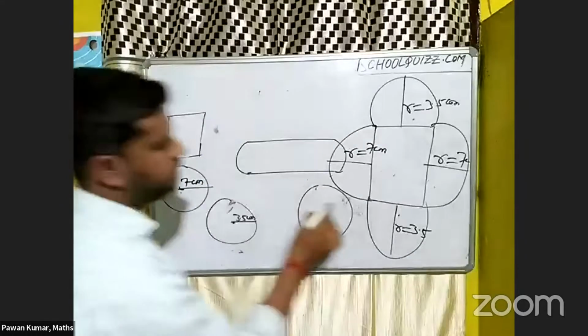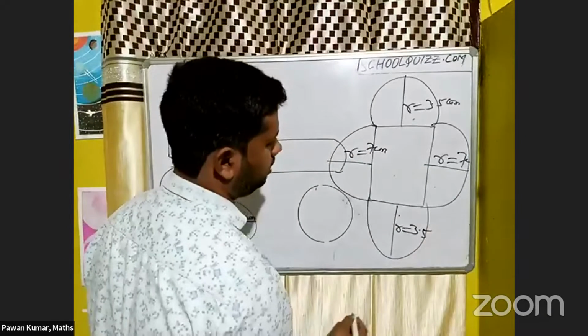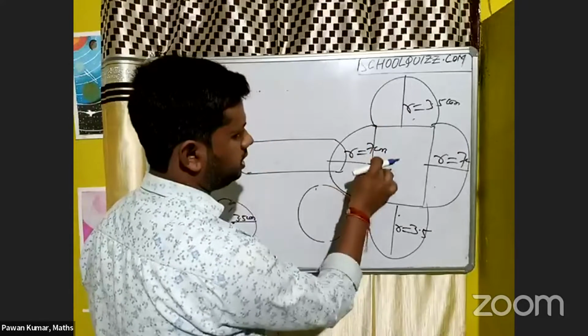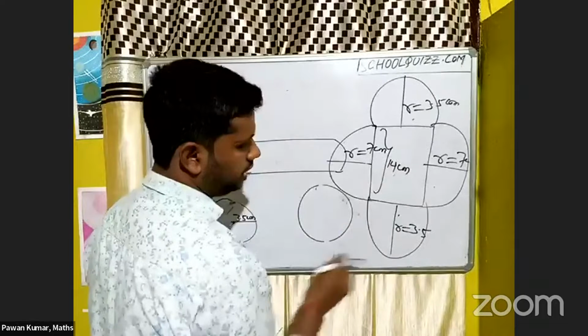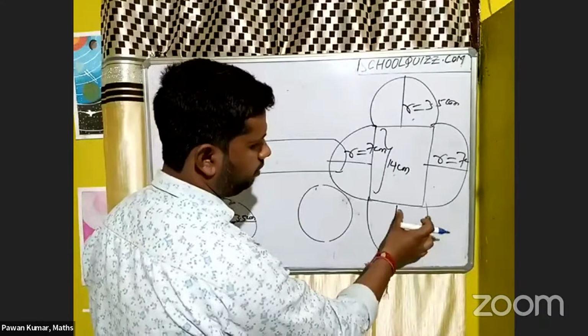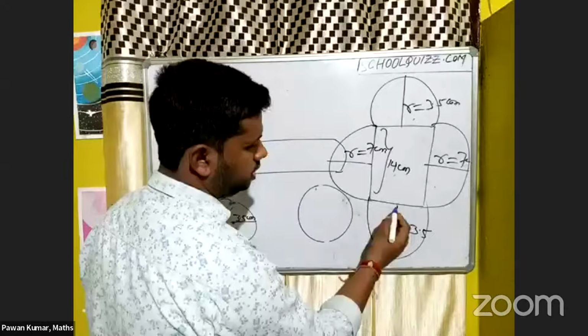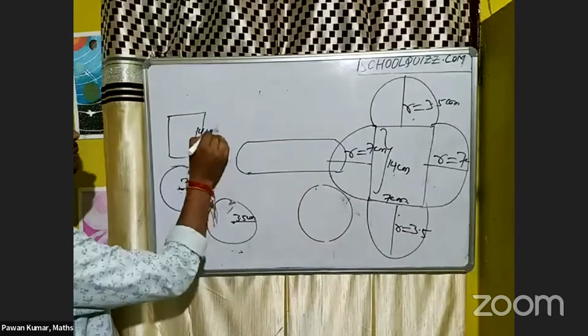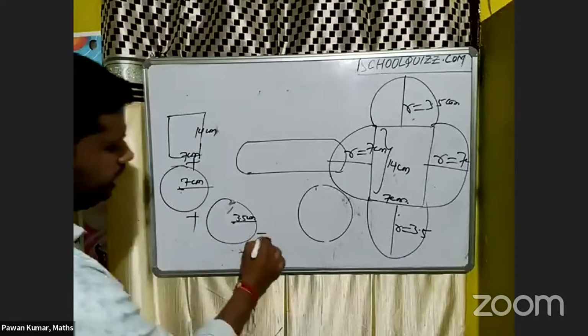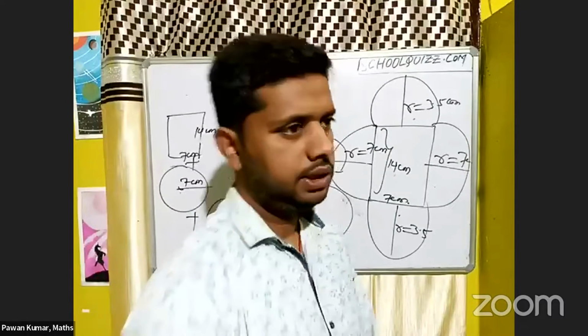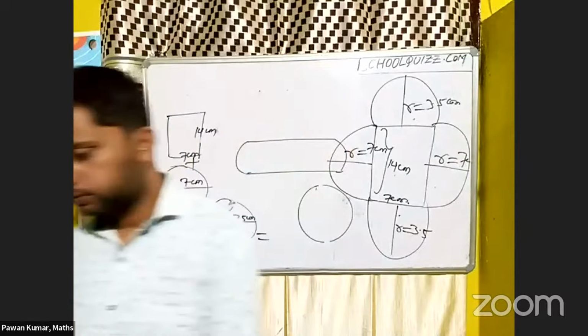So if I am saying this is 7 centimeter, this is 3.5 centimeter. So this total will be 14 centimeter, correct? And this is 3.5, which means this side is 7 centimeter in total. So we are getting a rectangle of 14 centimeter by 7 centimeter. And now that is the total area. So now you can find the area of this field. Can you find the area of this field?